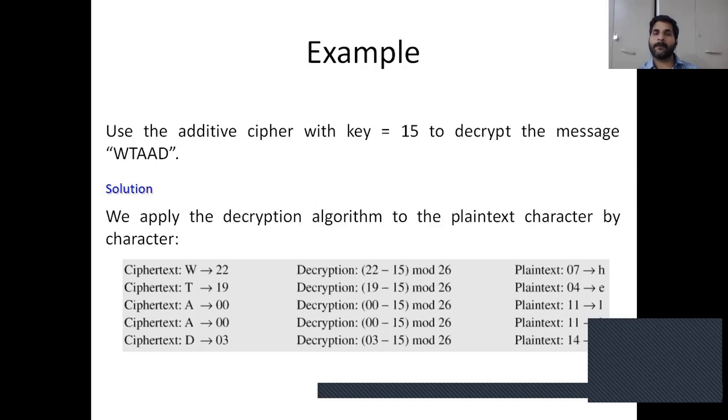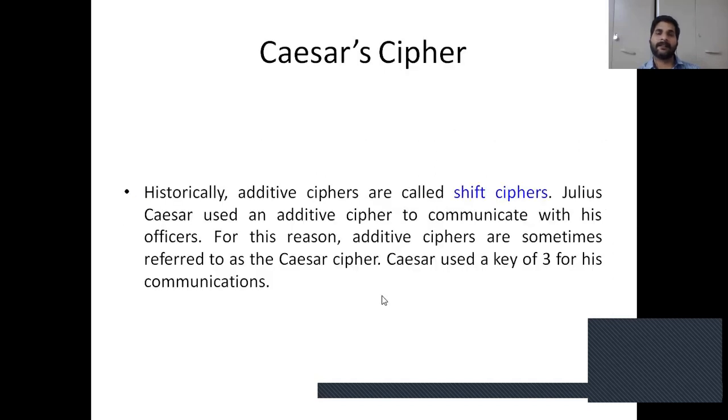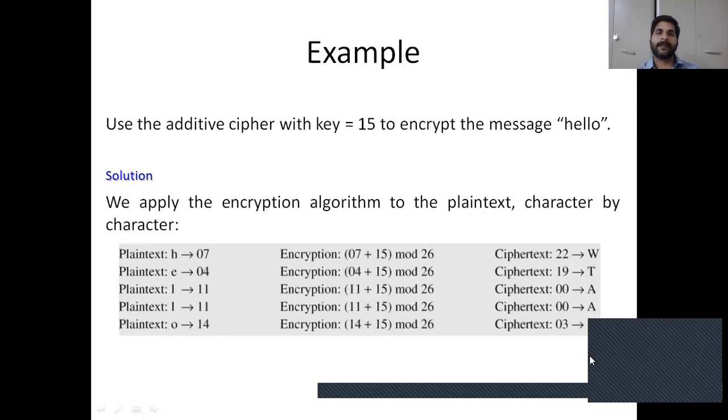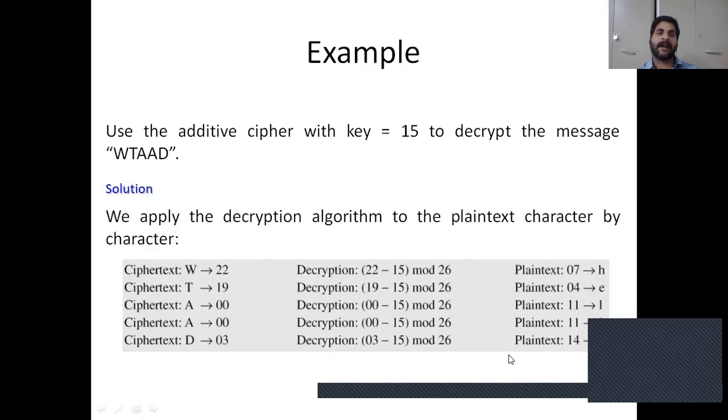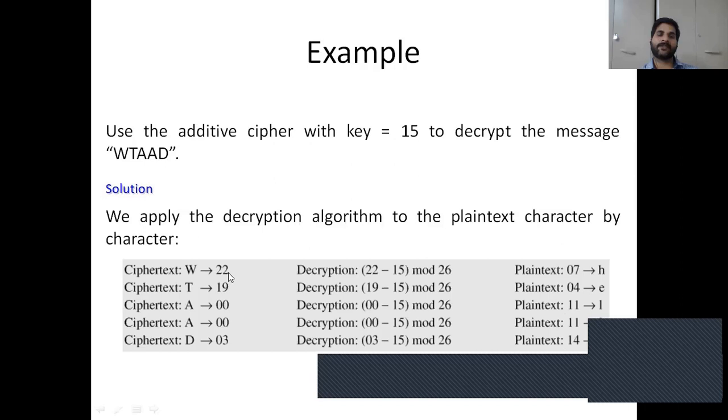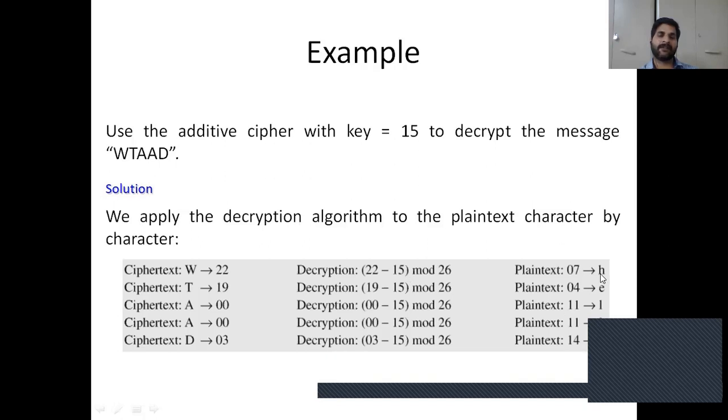Alice sends to Bob, and Bob receives the encrypted message WTAAD. After receiving the message WTAAD, we decrypt it using the same key. For decryption, we use the reverse algorithm. So W position is 22, and 22 minus 15 mod 26 equals 7, which is H. Similarly, T is at location 19, and 19 minus 15 mod 26 gives plain text 4, which is E.